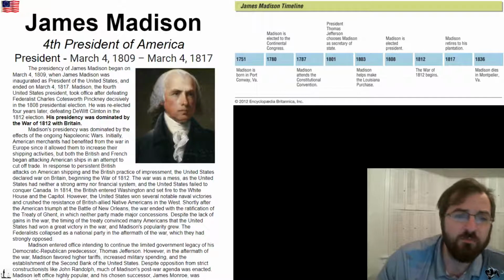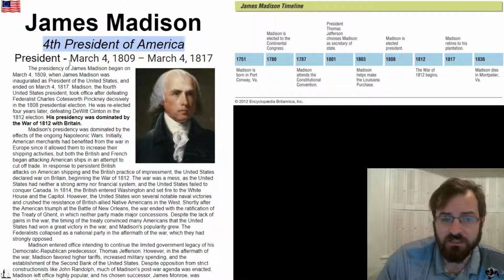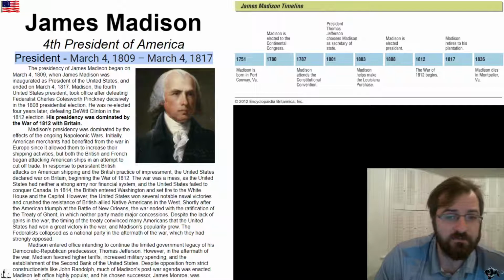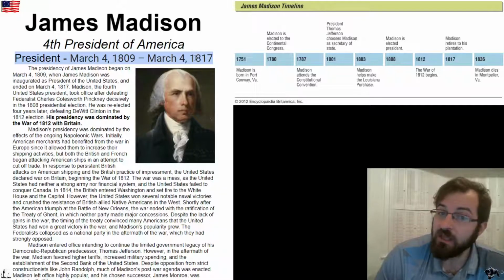Welcome to the reading of President James Madison. James Madison is the fourth president of America. He was president from March 4th, 1809 to March 4th, 1817. Previous president would have been Thomas Jefferson, and now we have James Madison.